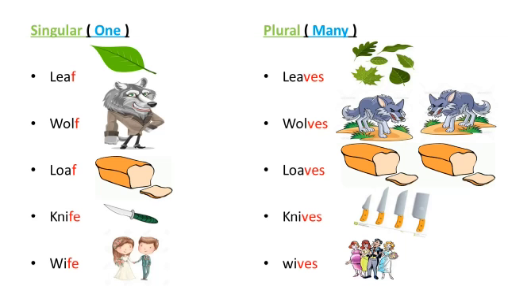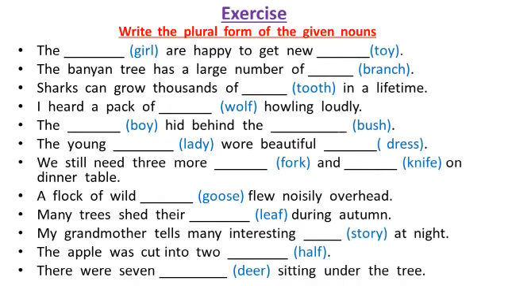Understood? Children, these rules are very simple. If you keep them in mind, you'll be able to convert singular nouns into plural nouns very easily. Here I have an exercise for you to practice, children. Write the plural form of the given nouns. Read the sentences nicely. Write down the answers in your books or notebooks. And then you have to check the answer. So for that you have to pause the video first, write down the answers, and then resume to check the answers.